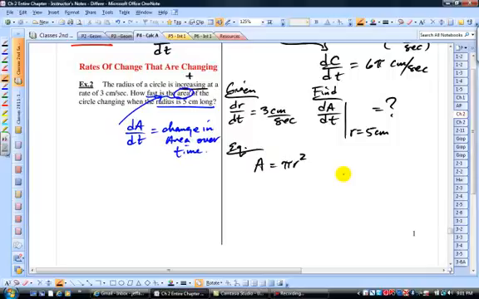Okay, well, let's differentiate that equation with respect to time to generate this derivative, dA/dt. So differentiating, we want to differentiate with respect to time here. We take the derivative with respect to time on both sides.